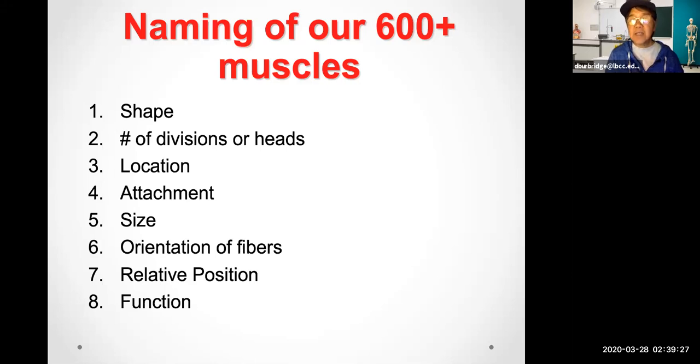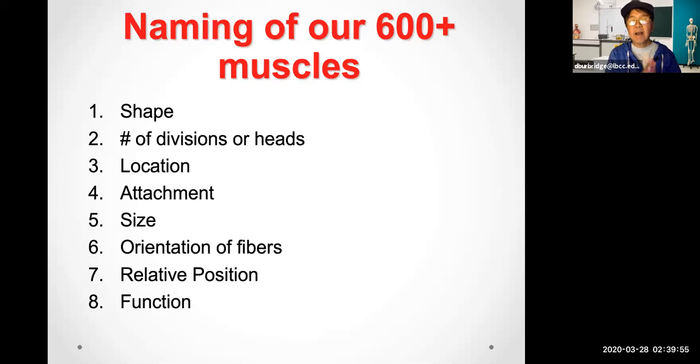The trapezius muscle looks like a trapezoid. Number of divisions or heads. This has to do with muscles that have multiple origins. So for example, the biceps brachii, the triceps brachii. Looking at the name, you can tell that it has multiple origins, multiple parts to it.